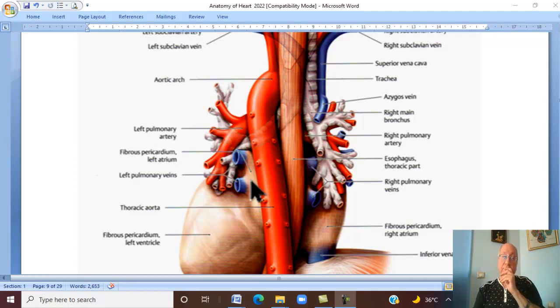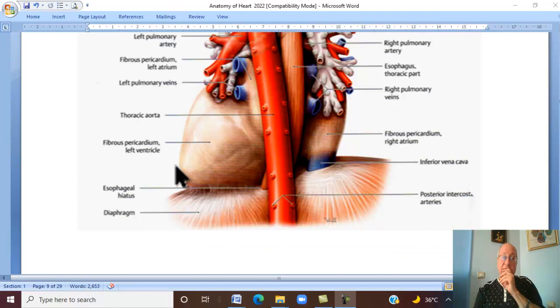The apex of the heart. This is the apex of the heart seen from behind. This is the base directed upward and to the right, while the apex is directed downward, forward, and to the left. This is the heart. The base is directed upward and to the right, while the apex is directed downward and to the left.